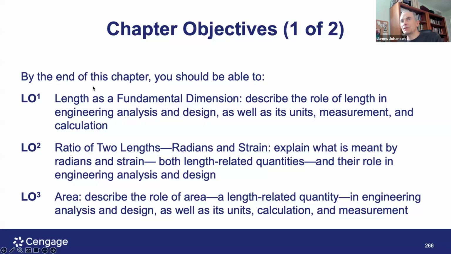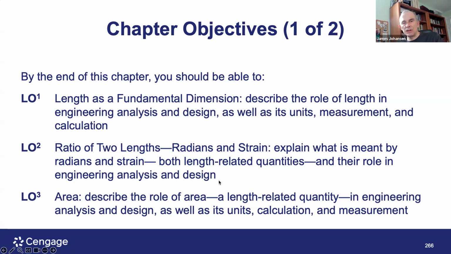So in terms of chapter objectives, first we'll get better acquainted with length as a fundamental dimension. So we had this idea of what a meter was. We talked about that in our last lecture, and the standards of how the SI units and how France did a characterization of that as well as others. So this describes the role of length in engineering analysis and design as well as units, measurements, and calculations. We'll talk about the ratio of lengths, radians, and strain, and explain what is meant by radians and strain, both length-related quantities and their role in engineering analysis and design.